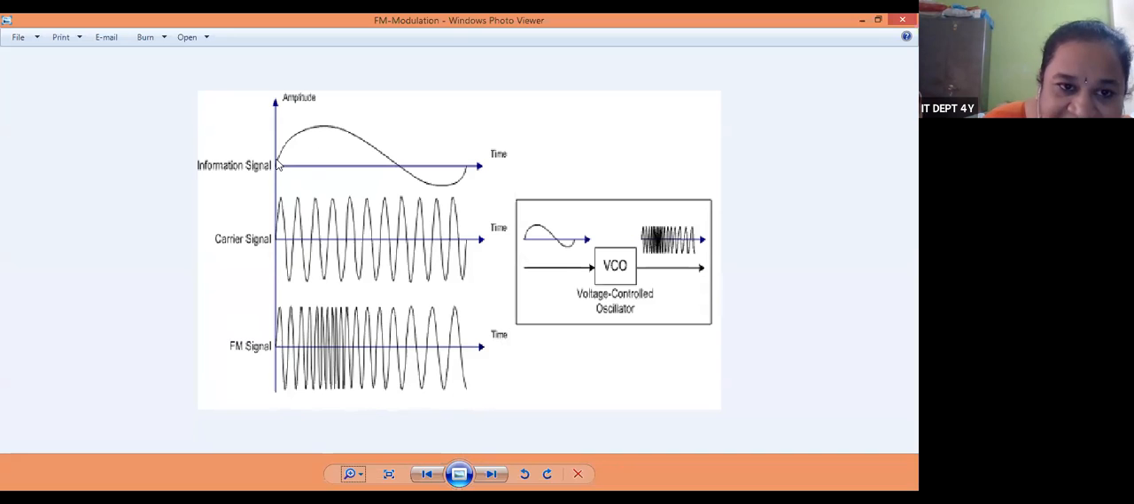See, starting at the lower level side of the information signal, the frequency is slightly increasing. Whenever it reaches the maximum amplitude, the frequency has increased to the maximum rate. And again, whenever it decreases to its negative side, its amplitude decreases, and again the frequency reduces here. This is how the frequency variations change in the frequency modulating signal representing the information signal.